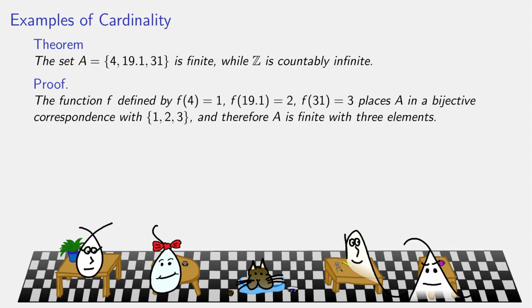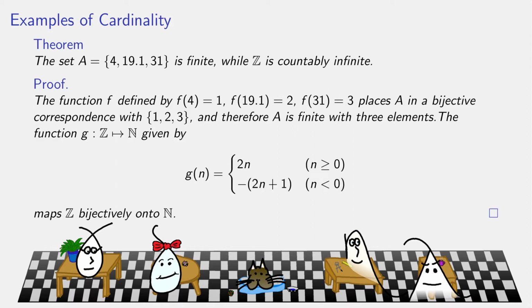So we're going to look at a specific function. f of 4 is 1, f of 19.1 is 2, and f of 31 is 3. This is a bijective function between the domain A, 4, 19.1, and 31. Those can all be plugged into f, and the set {1, 2, 3} is what we get out. Everything in that set is gotten out, but not twice, so it's injective and surjective. Therefore, we have a bijective correspondence between our set A and the set {1, 2, 3}. So based off the previous slide, that means we have a finite set with 3 elements.